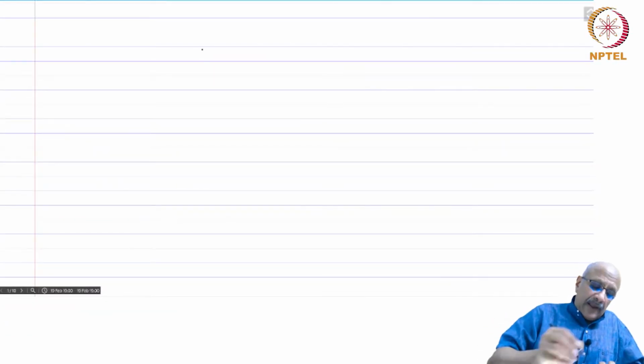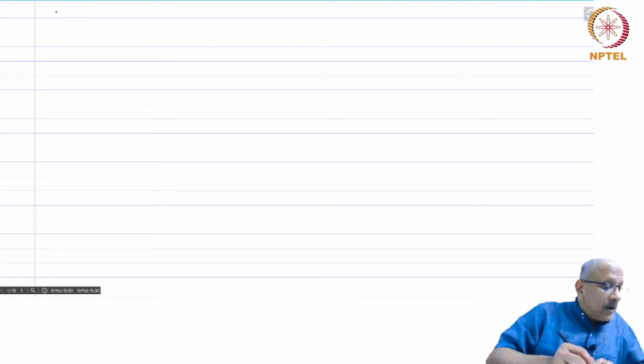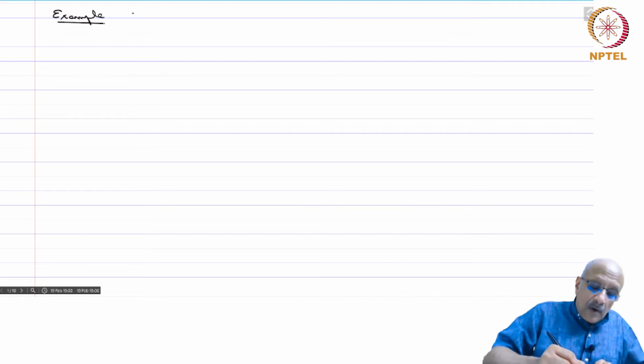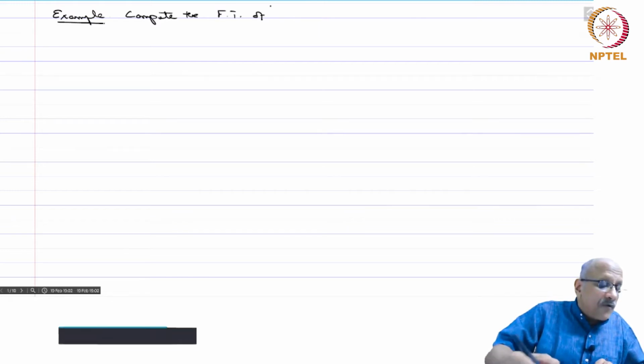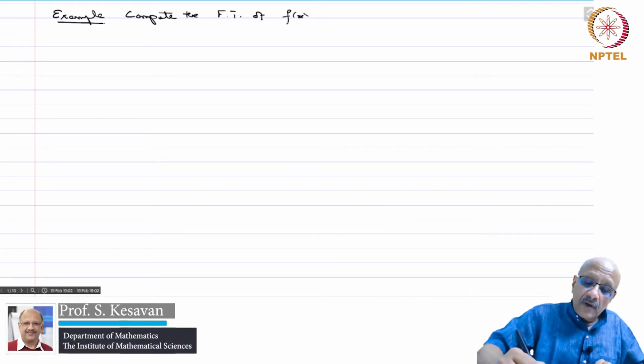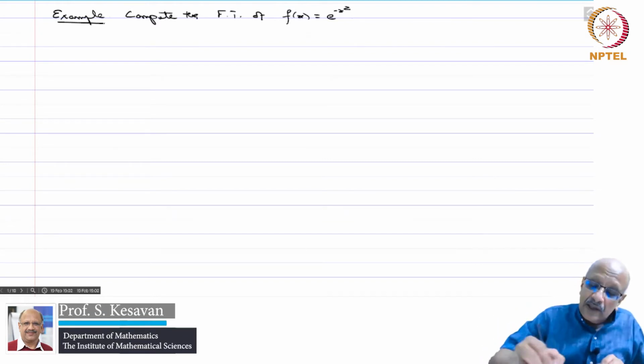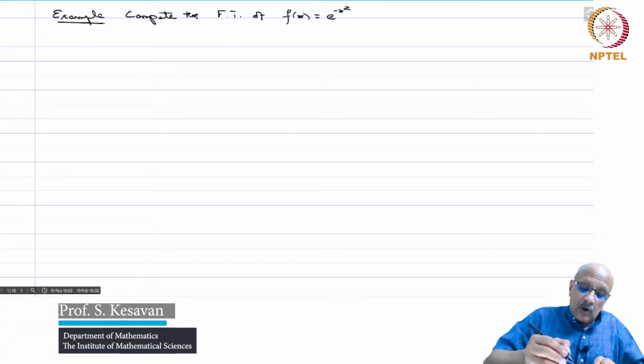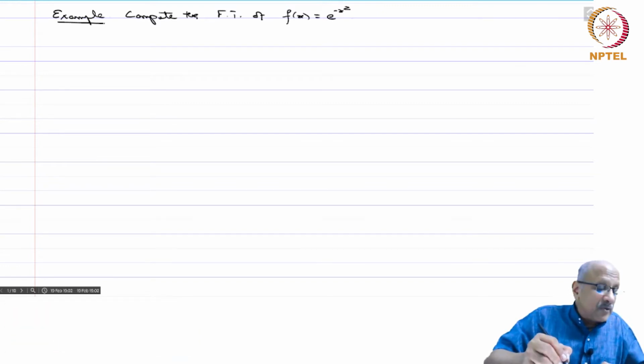So let us apply this theorem which we proved on the Schwartz space. First we will start. Compute the Fourier transform of f of x equals e power minus x square. This is what we left last time as incomplete, namely I brought it to the contour integral and asked you to do it and promised you that I will do it in a different way. So now we will do it.